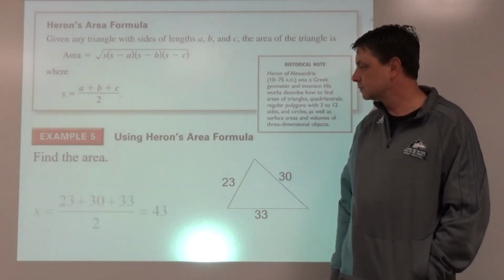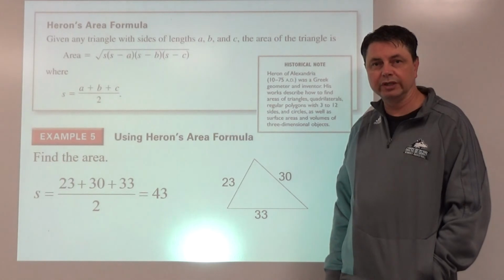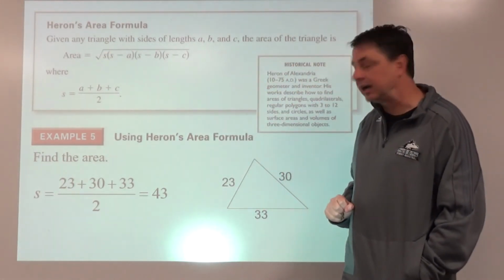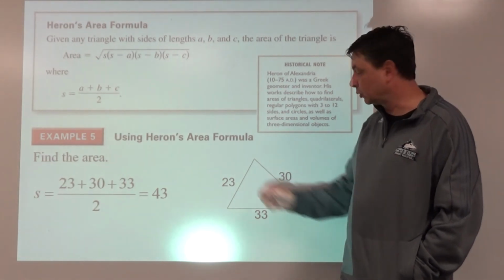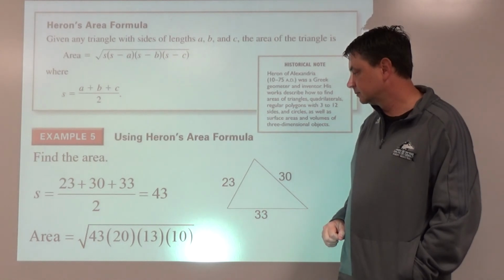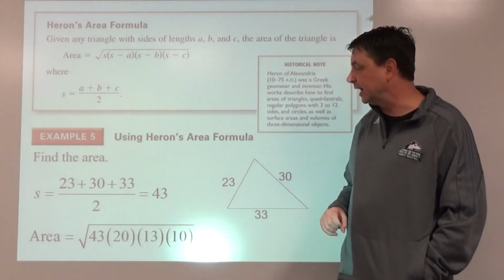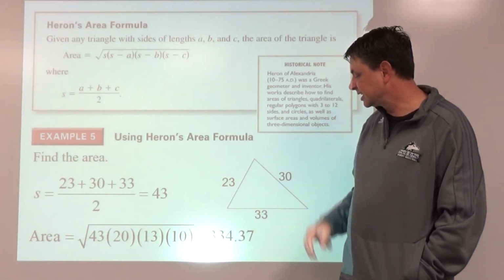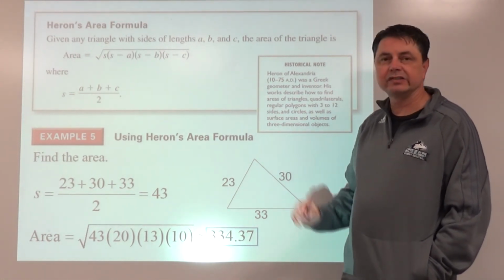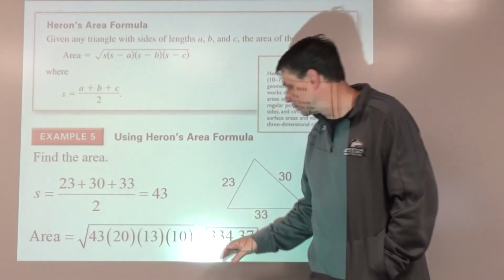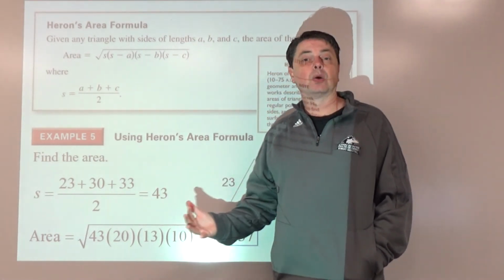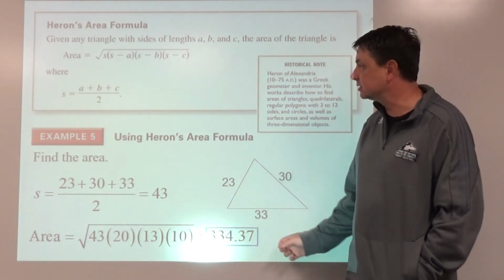You get 43. So the area is going to be the square root of 43 times 43 minus 30, times 43 minus 23, times 43 minus 33. Calculate all that out. It's going to be about 334.37. Since this is just kind of an abstract problem here, we are rounding to 2 decimal places. In a word problem, that might be something else.